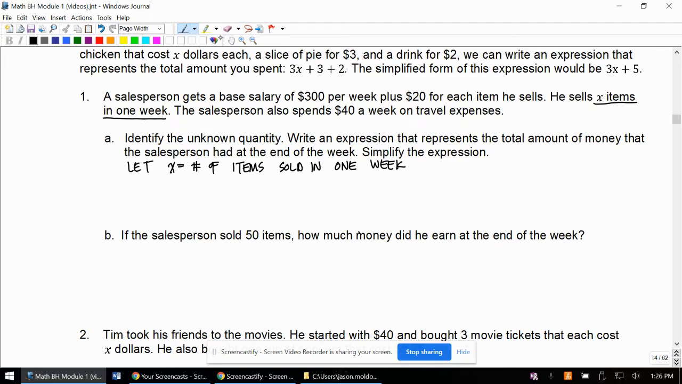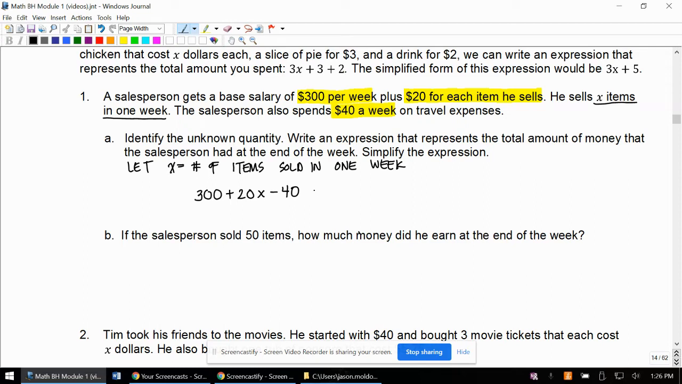All right, so there's a base salary. You might annotate this with a pencil, pen, or highlighter: $300 per week, $20 for each item sold, and spends $40 a week on travel expenses. And it does say at the end of the week, meaning 1 week. So what that means is the base salary of $300 only occurs once because we're only looking at a 1 week time period. This person earns $20 for each item, which would be 20x, meaning that if this person sold 2 items, 20 times 2 would be $40. And spends $40 a week, speaking of 40, would be minus 40.